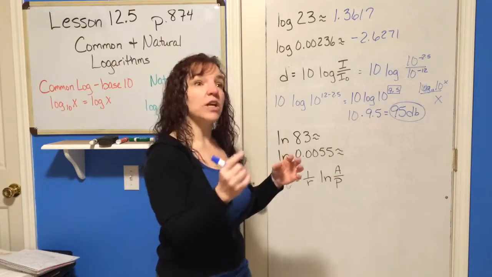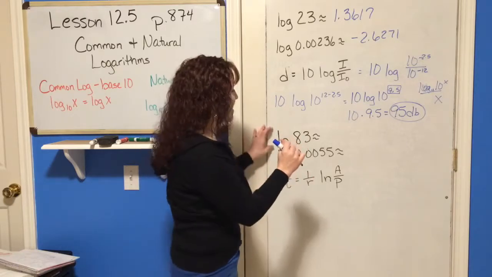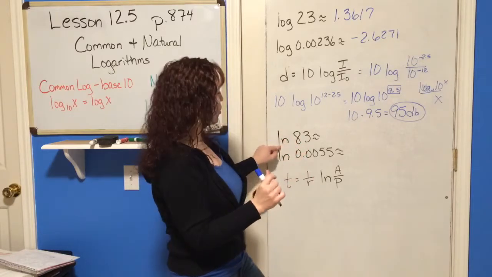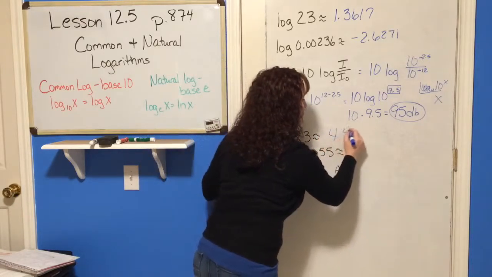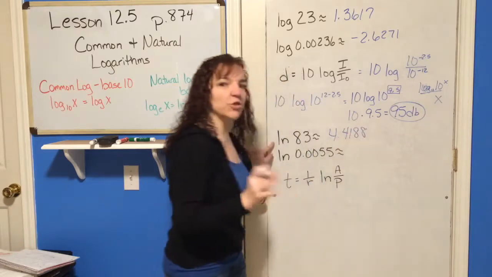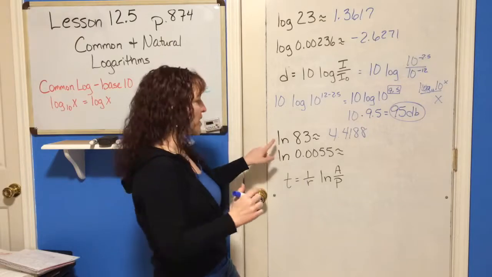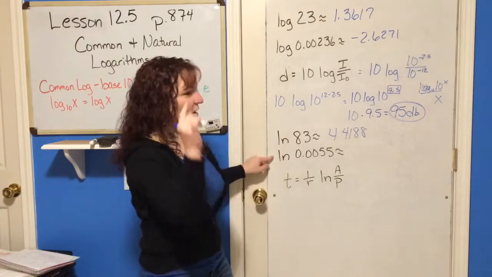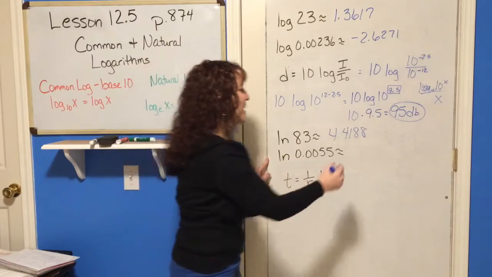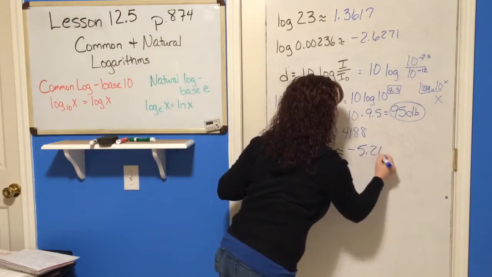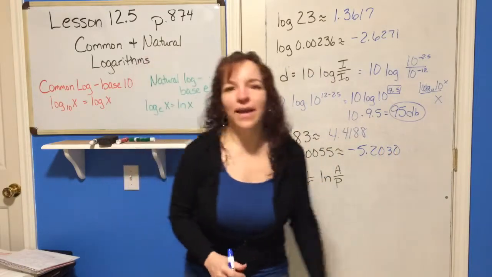If you look in your calculator, on mine it was just to the left of the log base 10 is the ln, which is the natural log. So all you do is put in 83, natural log button, and you should get 4.4188. If you don't, you need to check it out and see what you're doing wrong. All right, once again, if you have a scientific calculator, you'll press ln first and then 83. On your iPhone calculator, 0.0055, press the ln key. You should get negative 5.2030. Did you get it?